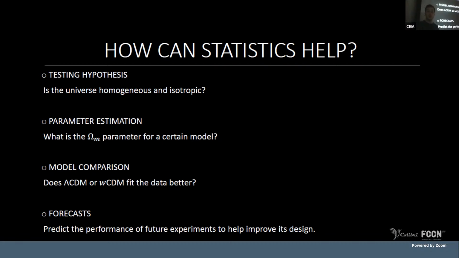And finally, forecasts. You might want to help improve the design of a future experiment. For that, you can use forecasts, which are statistical methods that predict the performance of future experiments. Then you can have a better idea, and you can help engineers, or whoever, the people who are building the experiment, to help improve its design.